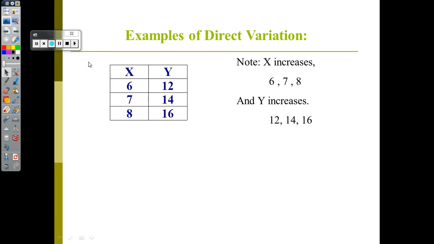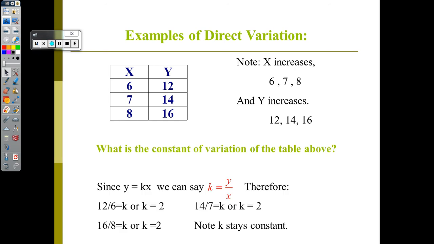Here's a table. We've looked at these before. You can see that x is going up and y is going up. But the question is, are they going up at the same rate? Is the slope constant? So what's the constant of variation? Well, we have our equation y equals kx, and if we want to solve for k, we're going to do y divided by x. So we'll do 12 divided by 6, 16 divided by 8, 14 divided by 7, and for all of these, k is 2. So the constant of variation is 2.